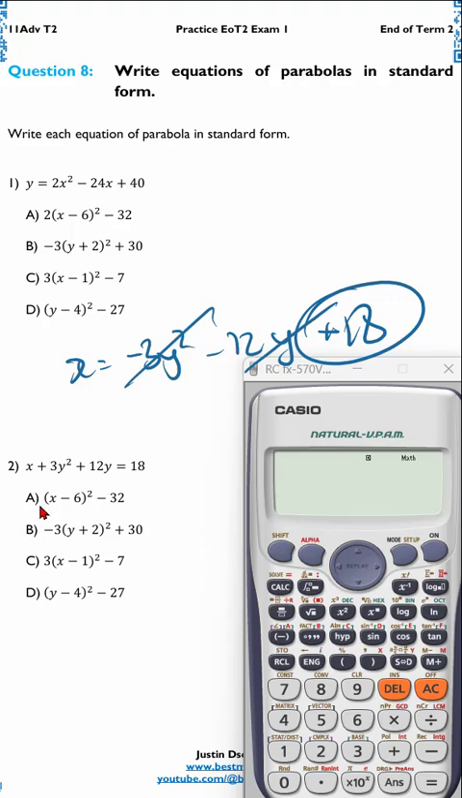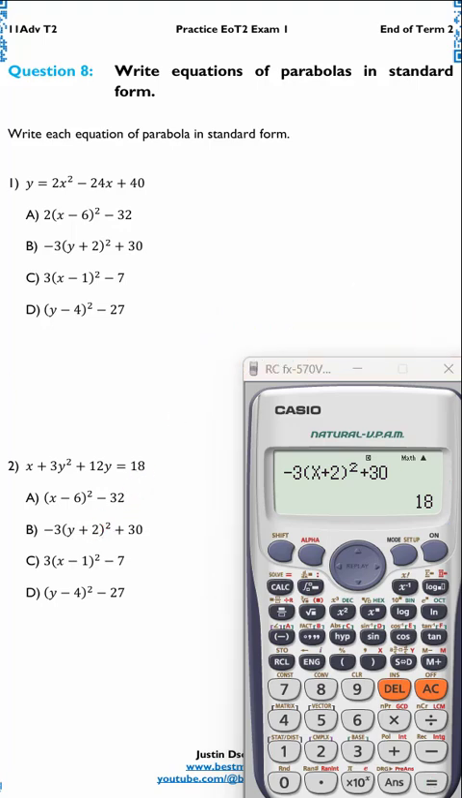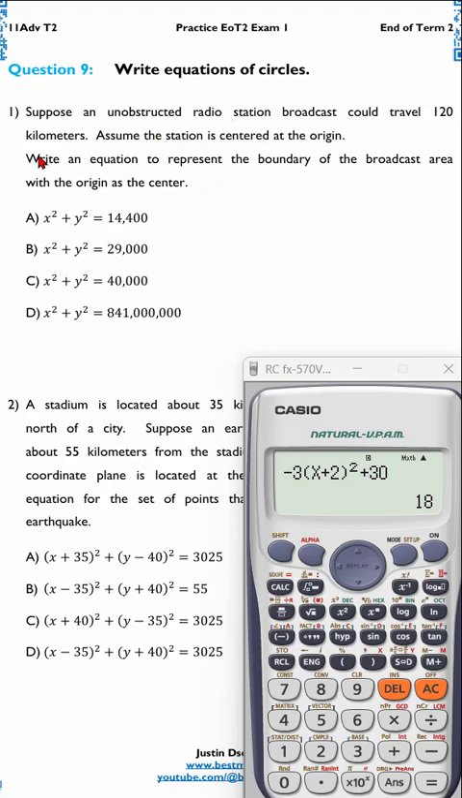So what I'm going to do is I'll directly take the option B. Why? Because I know this has to be rearranged and x will be at one side and this part will be rearranged. So it will be y plus something. So minus 3 times y plus 2, close the bracket and square it up, plus 30. Calculated at 0, the answer is 18. Yes, this is the correct answer. That's option B.